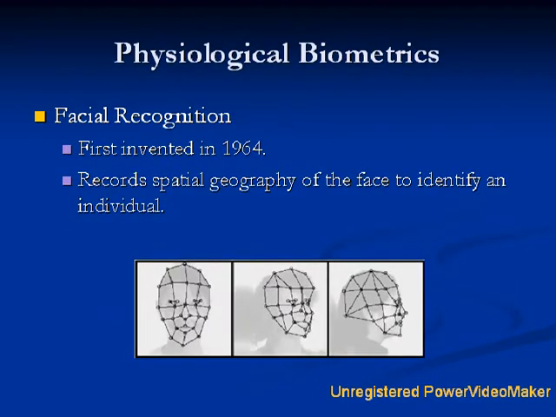The first type of physiological biometric is facial recognition software. This technology recognizes spatial geography of the face to identify an individual. It focuses on distinguishing characteristics of the face, such as the nose and lips and the distance between one's eyes. The technology was originally developed by scientists Woody Bledsoe, Helen Chan Wolf, and Charles Bison in the early 1960s. It was developed with funding from an unnamed government intelligence agency.